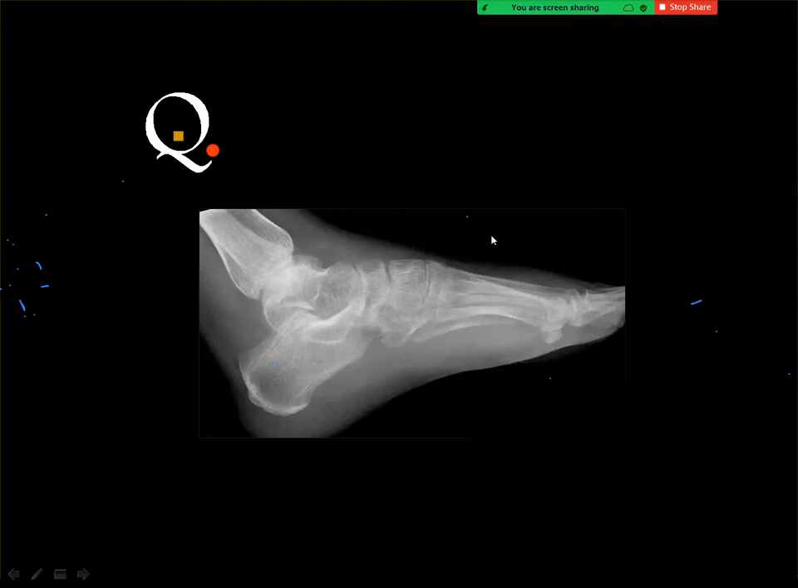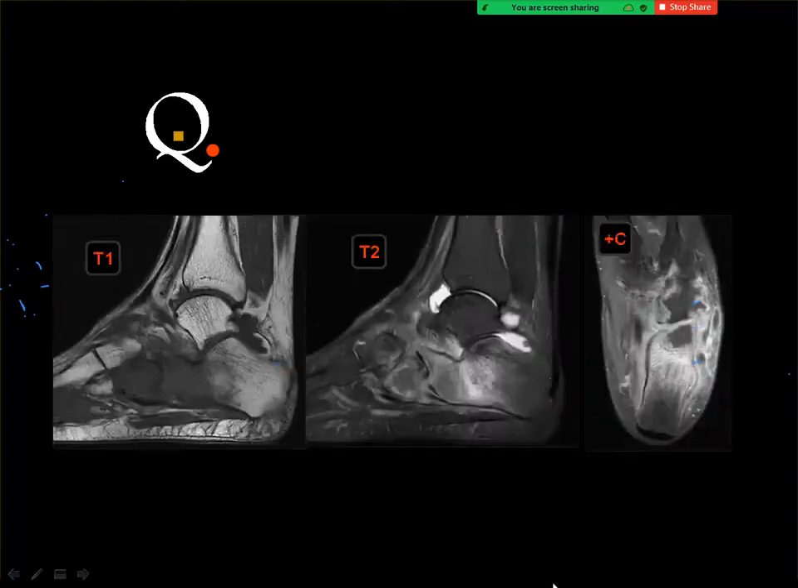We can look here, and if you look carefully, then you can see that there are some erosive changes in this particular area, and you get some decreased bone density in the tarsal bones. Then this is the MRI of the same case. This is T1 and T2 and T1 post contrast with fat suppression. What do you think?